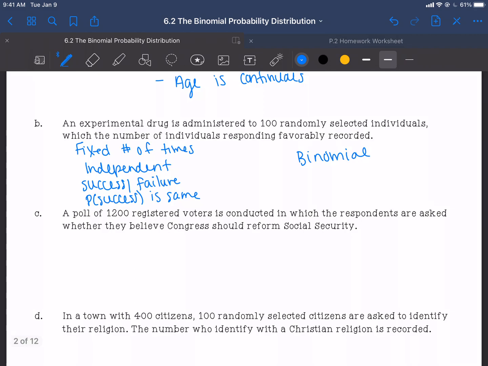For part C, a poll of 1,200 registered voters is conducted in which the respondents are asked whether they believe Congress should reform Social Security. So you're thinking of these four criteria. Is there a fixed number of trials? Yes, it's 1,200. Are they independent of each other? Yes. Is there success or failure? Yes. In this case, success would be reform, failure would be not reform, and the probability of success is the same, so therefore this is binomial.